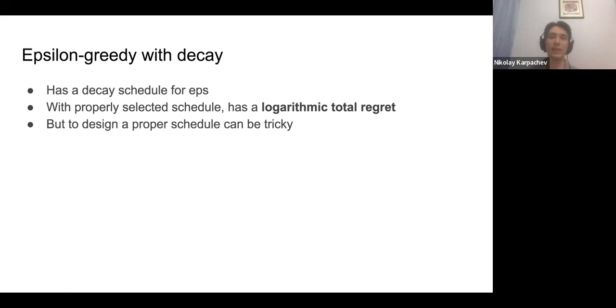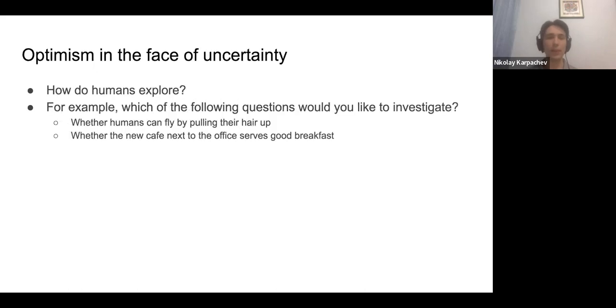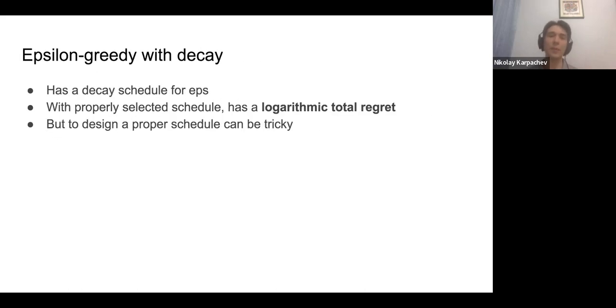So if we select the decay rate correctly, the regret will be logarithmic. And it's actually very good. It's as good as most of the algorithms can get. But if we don't select the schedule very effectively, then there will be some problems. So those are the methods that we have seen.